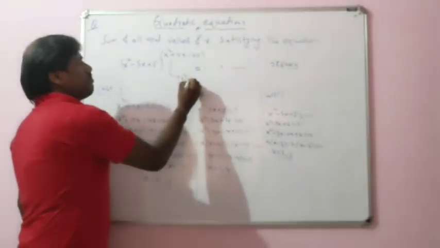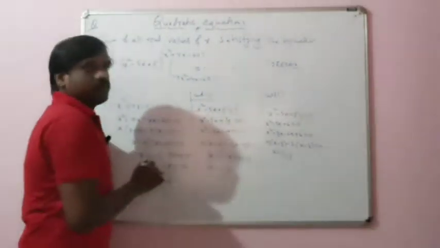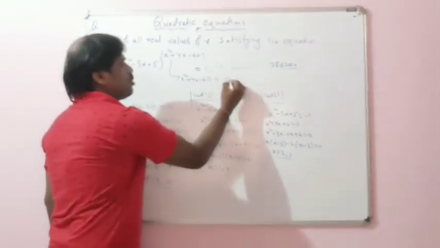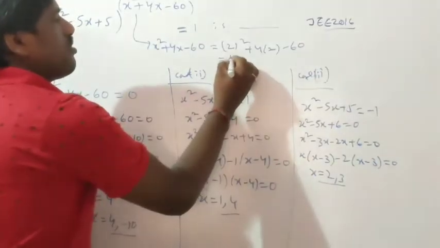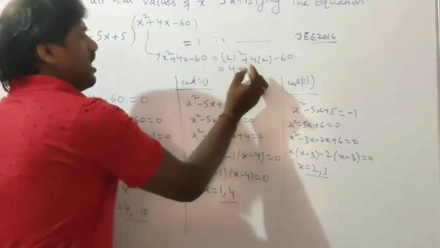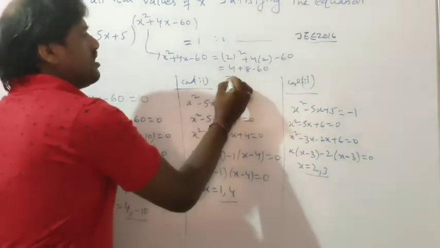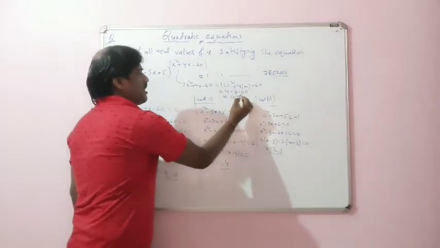That means x square plus 4x minus 60 should be even for 2 or 3. Let us substitute 2 here. 2 square plus 4 into 2 minus 60. 2 square is 4, and 4 plus 8 is 12, 12 minus 60. You can see you are getting an even number here. 12 minus 60.